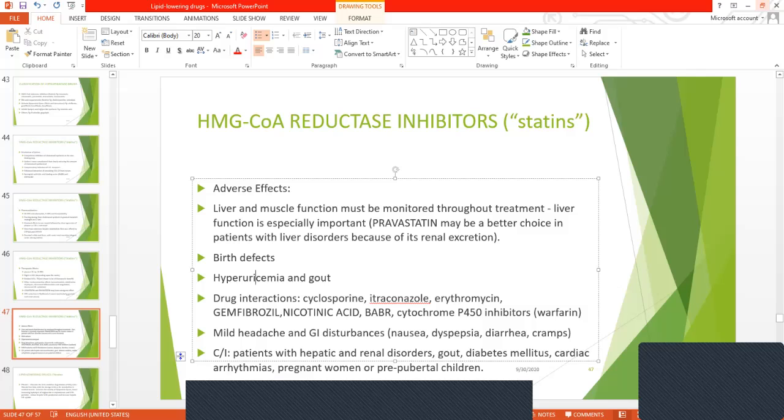Okay. These are contraindicated in patients with hepatic and renal disorders. So before we start these medicines, we should check the liver function test and the kidney function test. We should also check for gout, that is the serum uric acid levels. We should also check for diabetes mellitus with the help of fasting blood glucose levels and the glucose tolerance test. We should also check for cardiac arrhythmias with the ECG, for pregnancy with the pregnancy tests, and obviously it is not to be given in children.